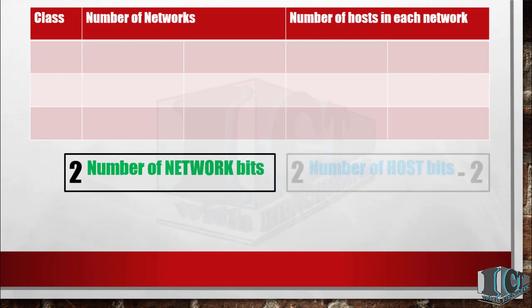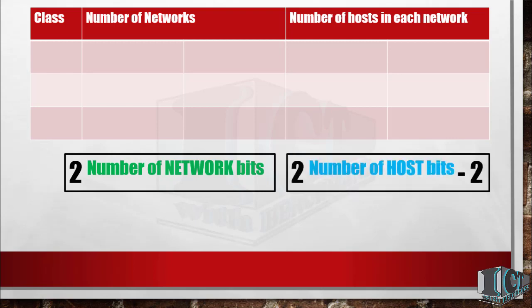And the number of hosts will be calculated as follows, that is 2 to the power number of host bits minus 2. We know this minus 2 is because the network ID and the broadcast ID should be taken off in order to find out how many hosts can be created in each of the networks.